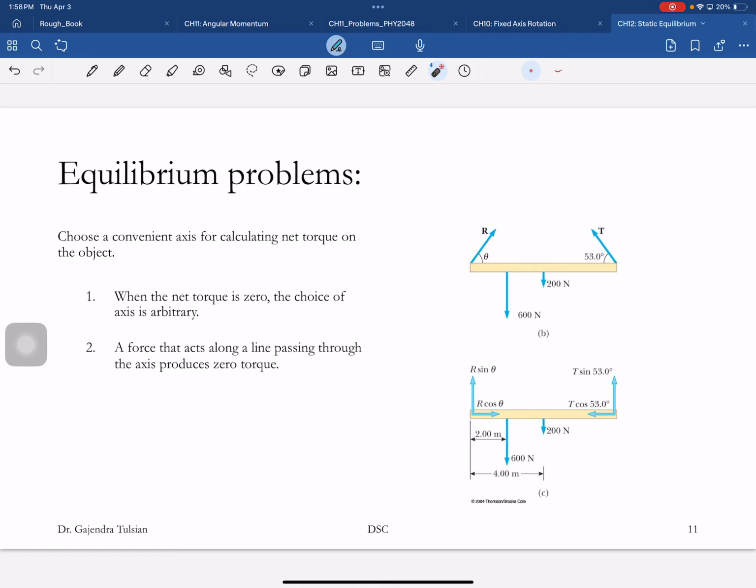But the thing is, if the net torque is 0, then you can calculate it about any point. A force that acts along a line passing through the axis produces 0 torque. So if you don't want to calculate that force, you calculate the torque about that point.